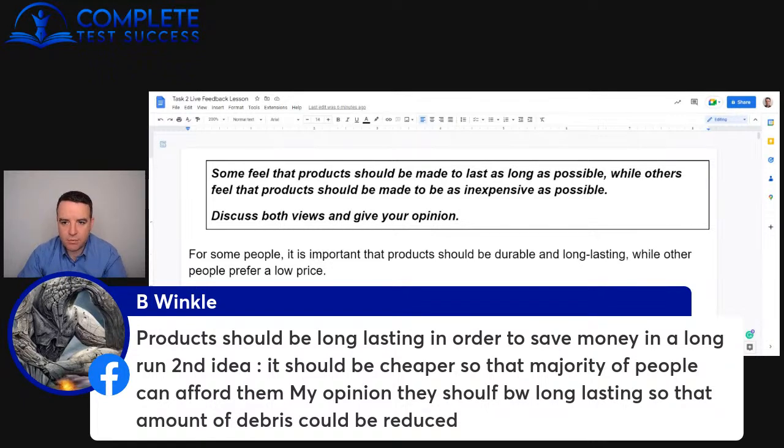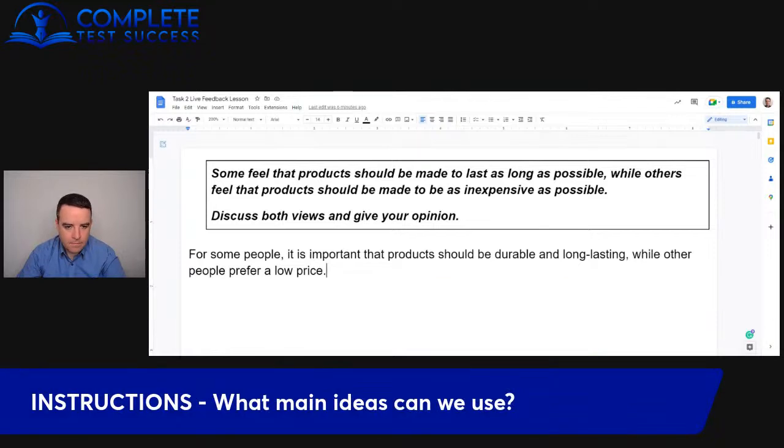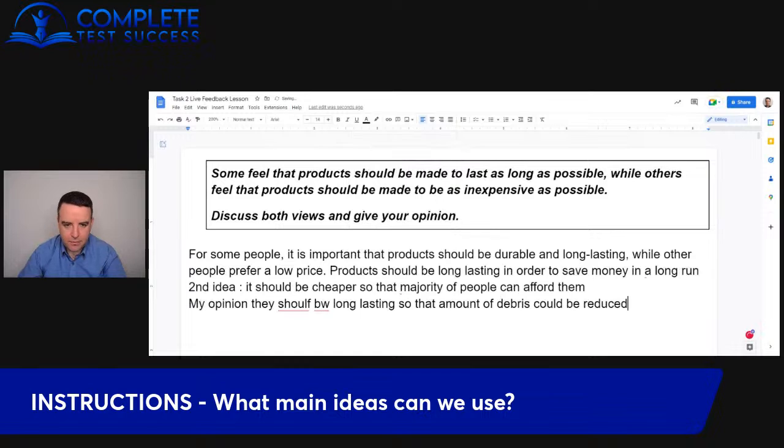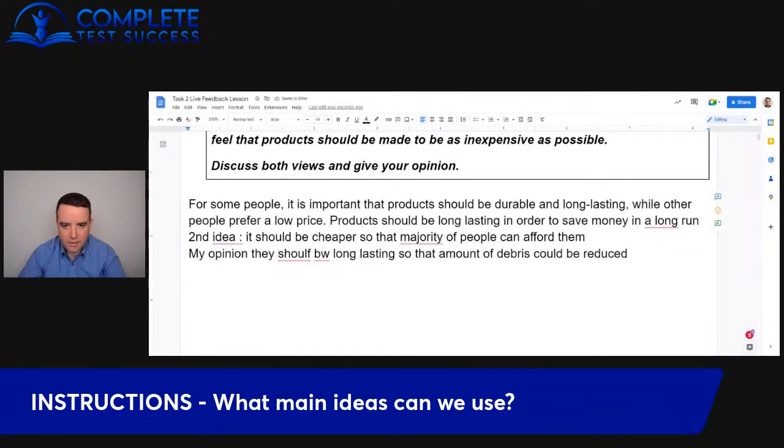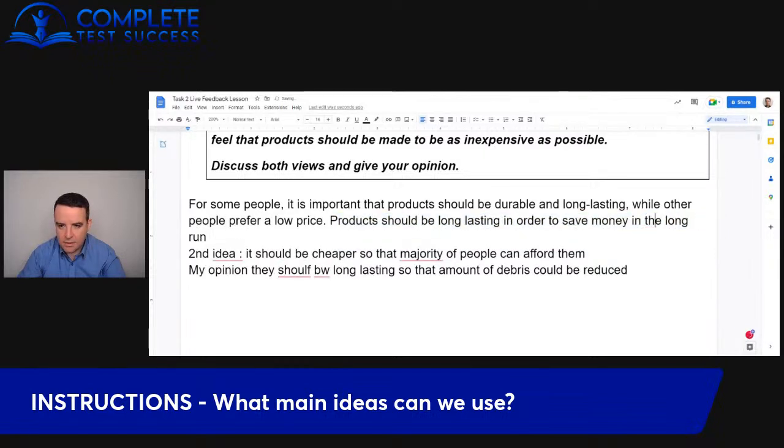So let me just jump into Facebook and find that comment. Just a moment now. And we'll add that to our paragraph here. Okay. Products should be long-lasting in order to save money in the long run. To save money.